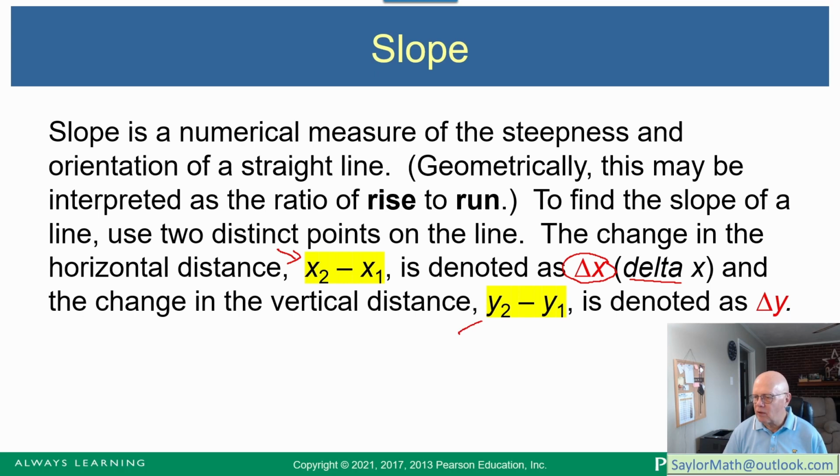Now for the y values, you subtract those. The important thing to remember is whatever way you're subtracting these, you have to subtract the y values in the same order. If you've got the second x coordinate minus the first x coordinate, then you must subtract the second y coordinate minus the first y coordinate. And since this is delta x, this will be delta y. And that's going to give you your slope, because the slope is the ratio of those two.